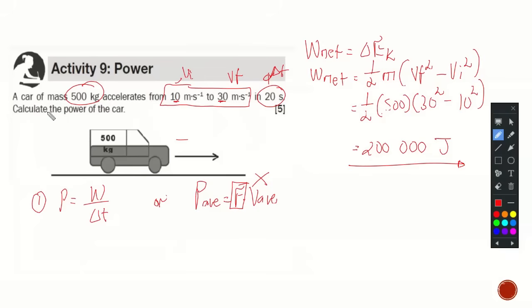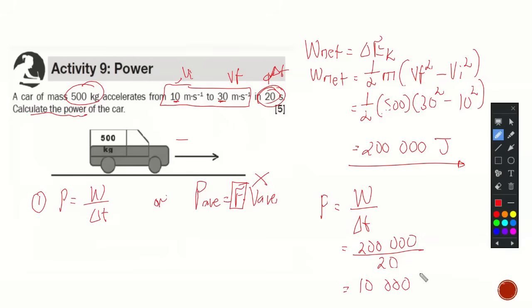But remember, we are not done. We are trying to calculate the power. So from finding this, you will use this formula to say that P is equal to W over delta T, where W is the work done. So 200,000 divided by delta T. Our delta T is 20 seconds. So what is the power there? 200,000 divided by 20, we will get 10,000.